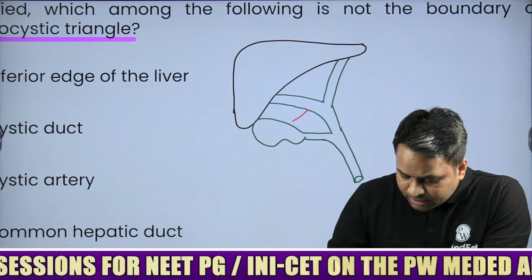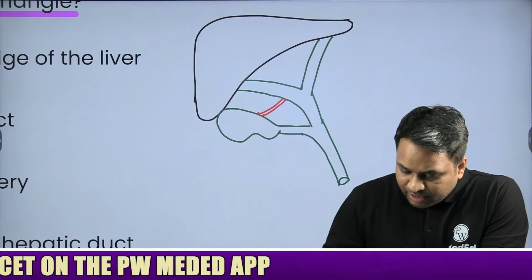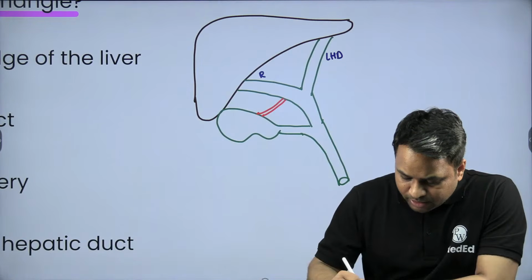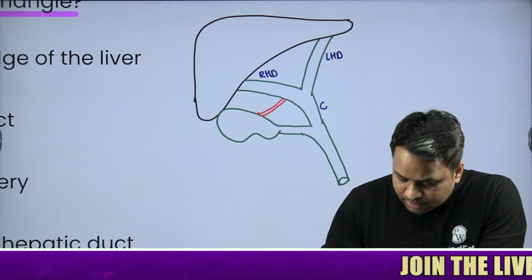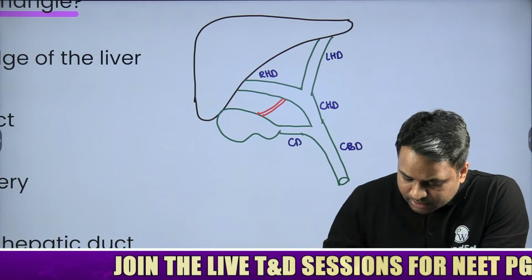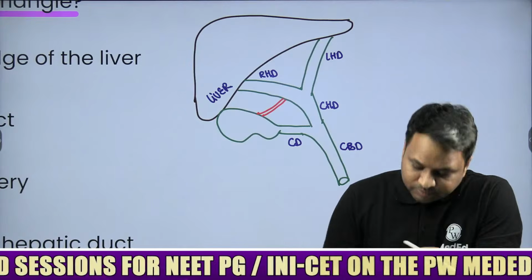Let's say this is how the cystic artery is going to supply the blood. Now, if I label it, this is your left hepatic duct, this happens to be your right hepatic duct, this is your common hepatic duct, this is your common bile duct, this is your cystic duct, and this is your inferior surface of the liver, right?